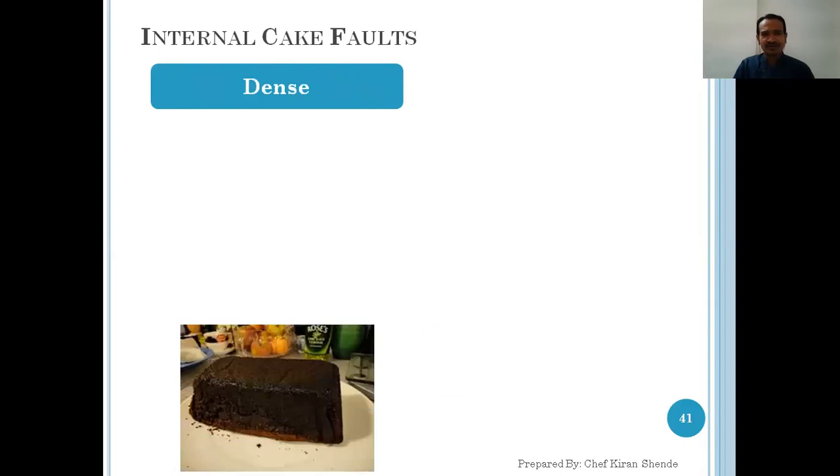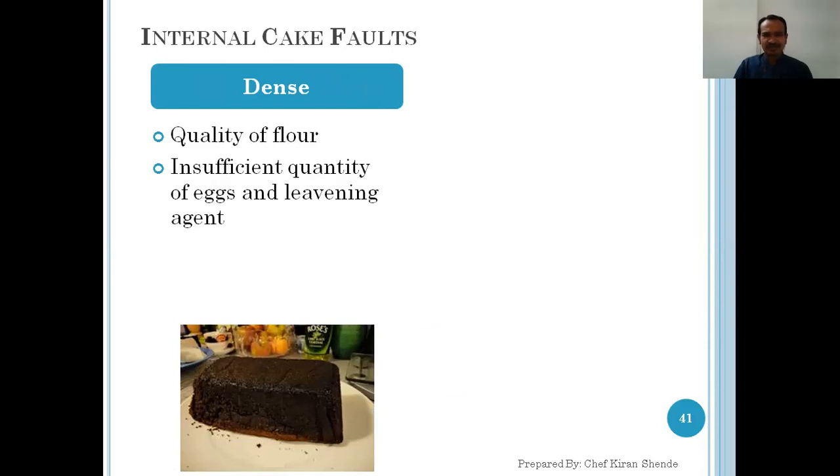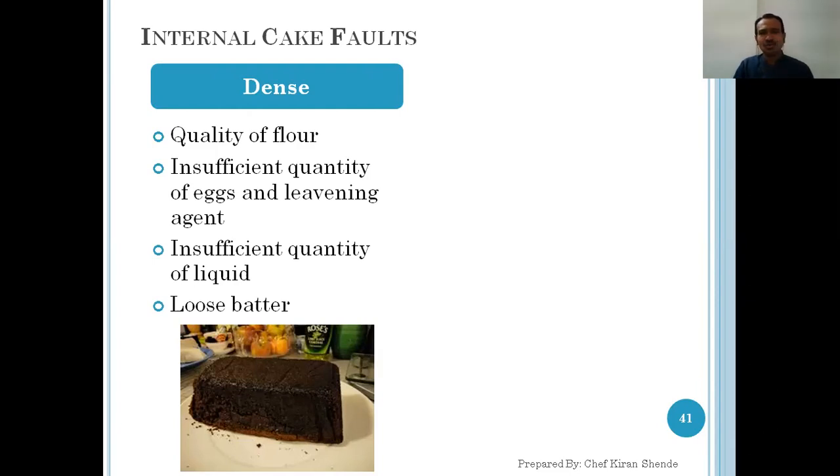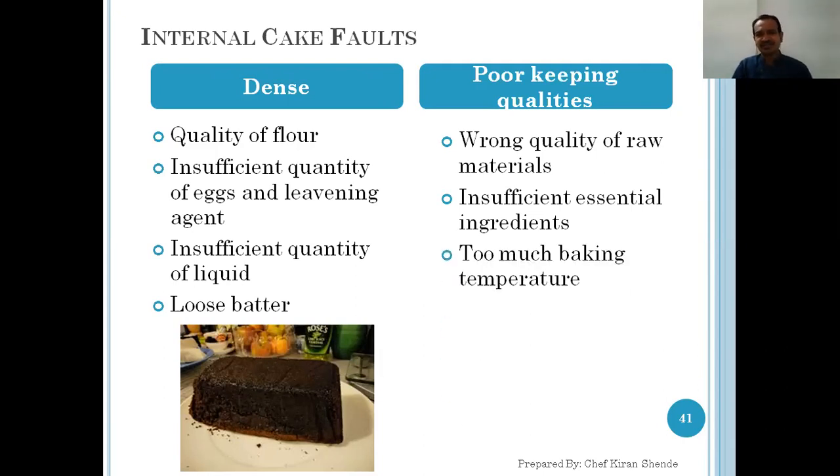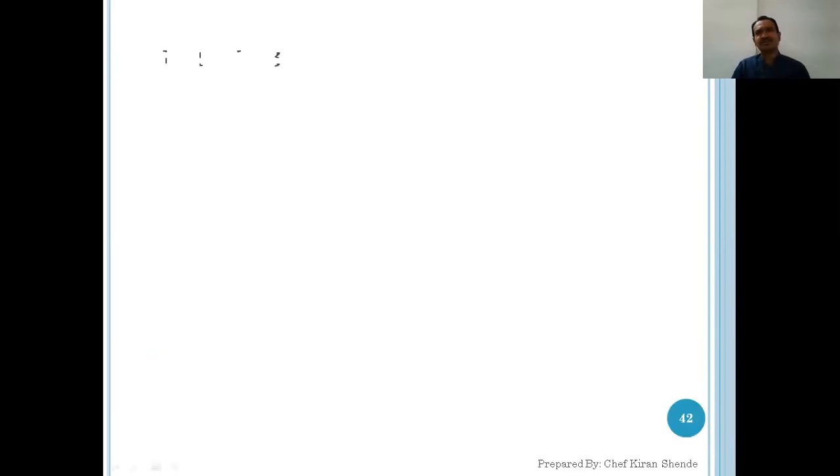This is very common. How does your cake become dense? Depending upon the quality of flour, insufficient quantity of eggs or any other leavening agent, or insufficient quantity of liquids by means of water or by means of milk or any other liquid. If your batter is too loose at the time of panning, that results in a denser cake. Poor keeping qualities of a cake, how does it happen? Obviously, if you've used a wrong quality of raw material, your quality of keeping will deteriorate. Insufficient essential ingredients, too much of baking temperature, wrong type of flour if you must have used for it.